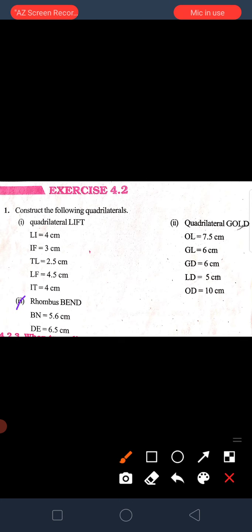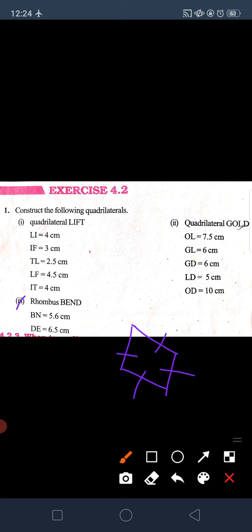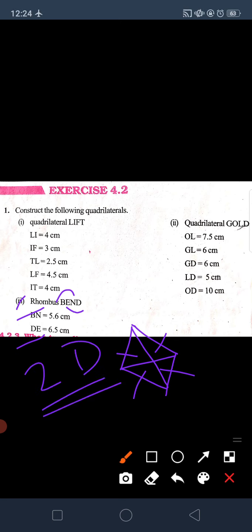And the third one, rhombus BEND. As we know, in a rhombus, four sides are equal in length and the diagonals are perpendicular to each other. So here in the rhombus, the given values are BN, a diagonal, and DE, a diagonal. Only two diagonal values are given, and we have to construct it by using the property of the rhombus, that the two diagonals are perpendicular to each other. We use this property and construct the remaining sides of the rhombus.